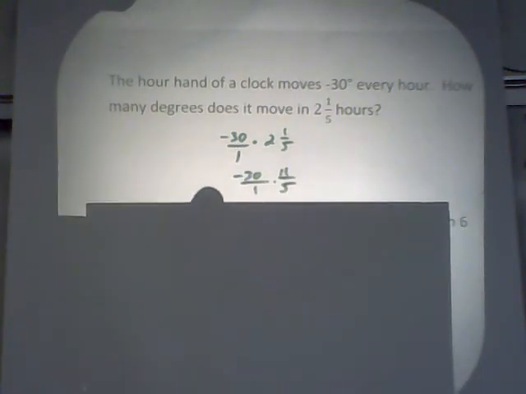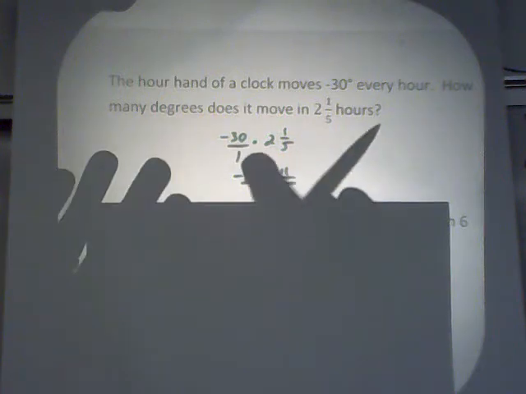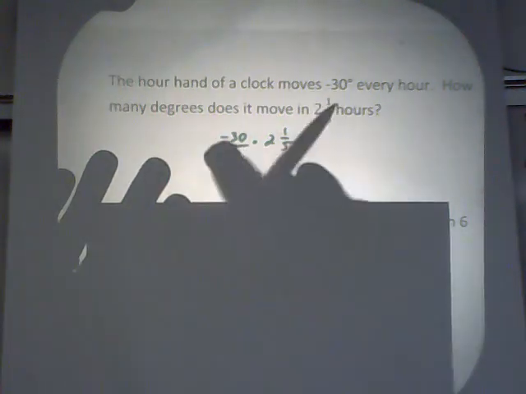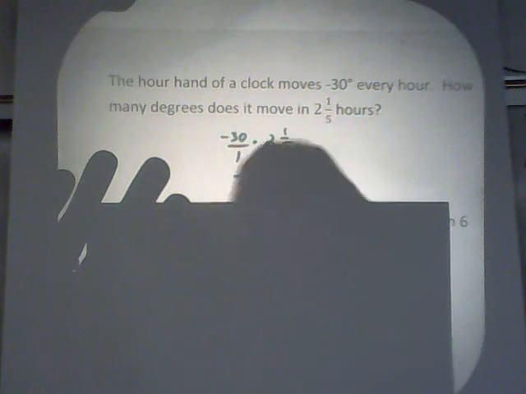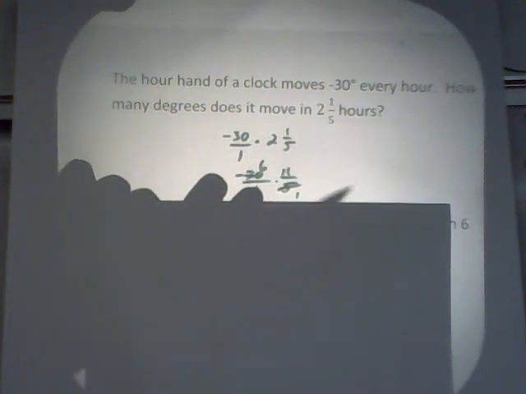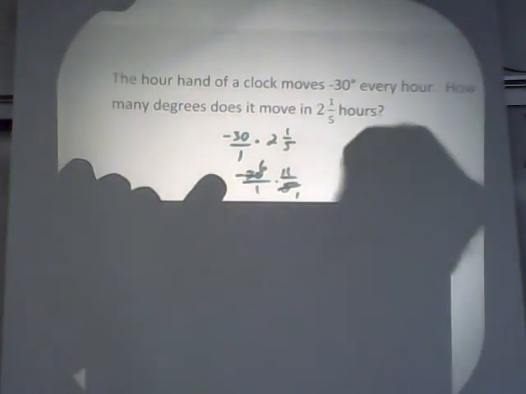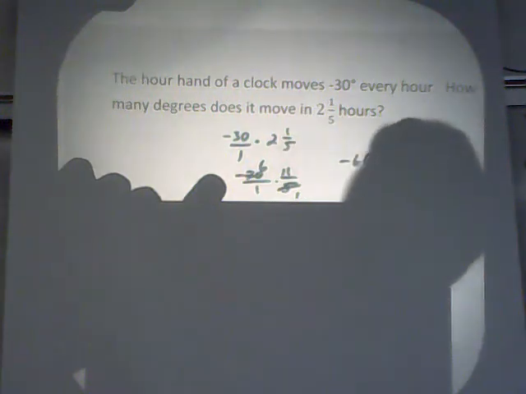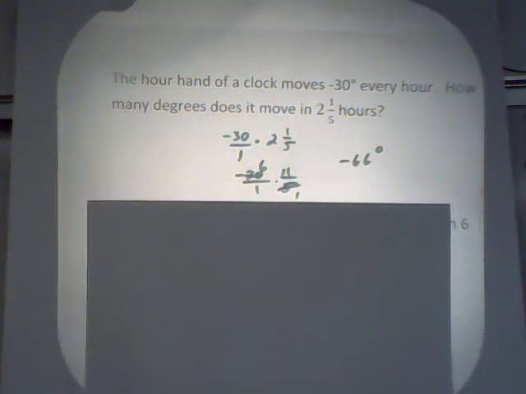Now, do I keep, flip, and change when I'm multiplying? No, that's only with division. Can I reduce up and down? No. What about going across? Yes. Okay, I got negative 6 times 11. How many degrees does it move? Negative 66 degrees is the total amount that it moves in 2 1/5 hours.